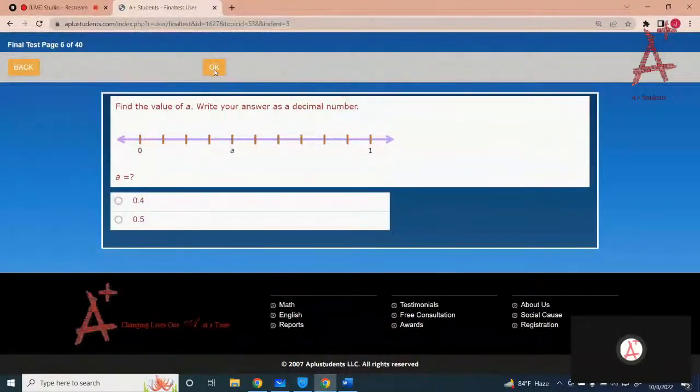Okay, what is the value of a? Write down your answer as a decimal number. So count the intervals from 0 till a. So how many intervals do you have? 1, 2, 3, and 4. You have just 4 intervals from 0 till a. That means the value of a is 0.4. Got it?